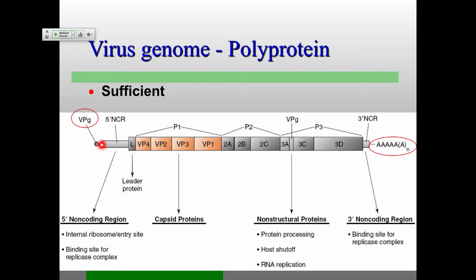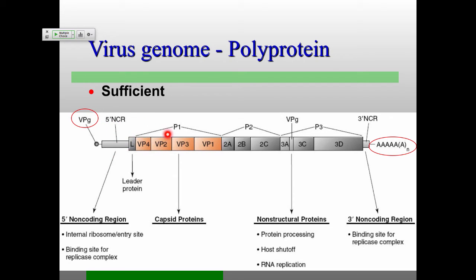You have a non-coding region. This often will be called in a messenger RNA what? A UTR. What's the UTR stand for? Untranslated region. So here there's non-coding regions, also non-translated regions. So here, we'll get back to a little bit later on, this is where the IRES is.